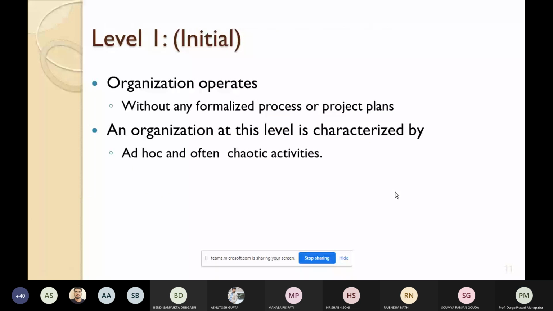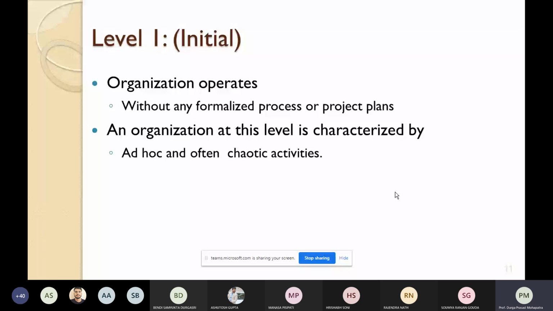So now suppose your organization is evaluated at the initial level. What does it mean? You can draw the following inferences. First, the organization operates without any formalized process or project plans. Your organization is not following any formalized process or project plan. Nothing, purely ad hoc.